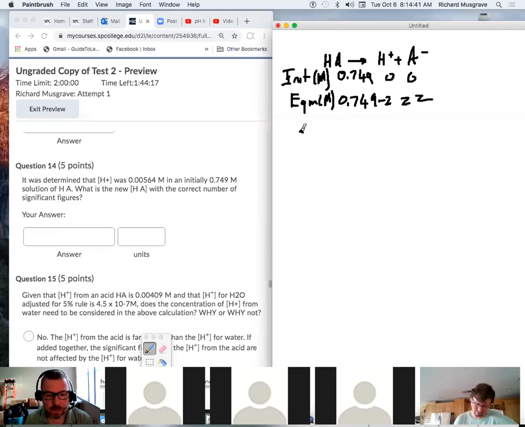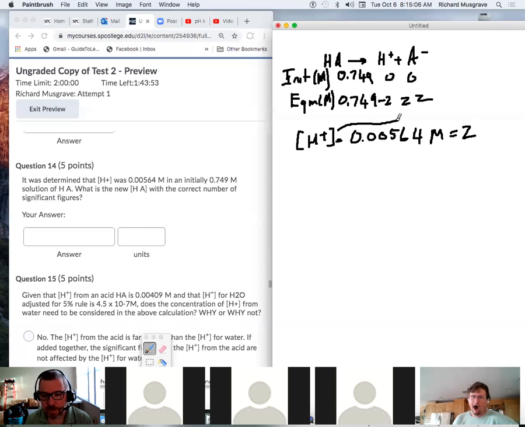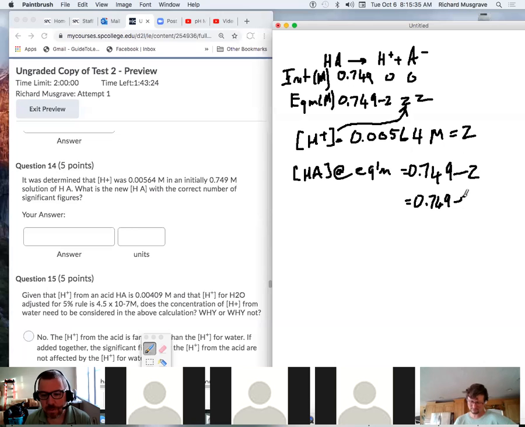We're actually told here what the concentration of H plus is, and the concentration of H plus is 0.00564 molar. We're not given any other information because we don't really need it. That actually happens to equal Z, because remember that the equilibrium H plus is Z in accordance with the table. But that also means that the concentration of HA at equilibrium is going to be 0.749 minus Z, and Z is what we just said, 0.00564.